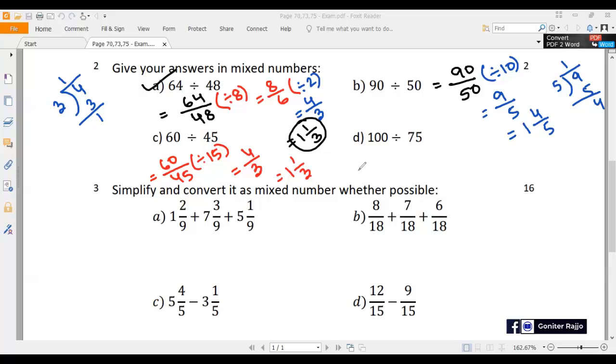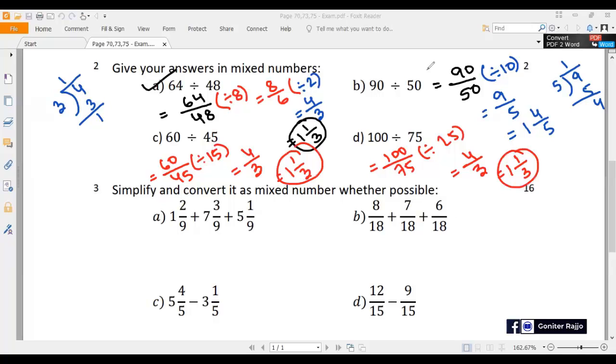And number D, 100 divided by 75. 100 divided by 75. Both can be divisible by 25. So we can write 100 divided by 25, that will be 4. 75 divided by 25, it will be 3. And what is 4 by 3? We have already found out. That is 1 whole 1 by 3. That is your final answer. Very simple. Now number 3.